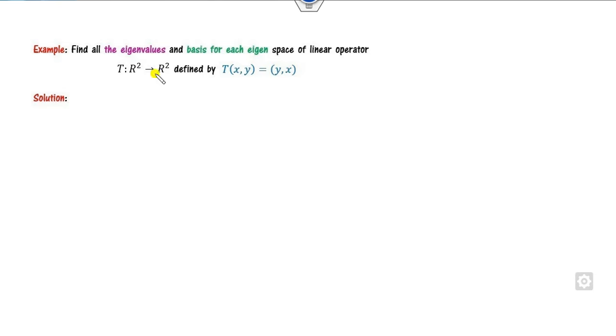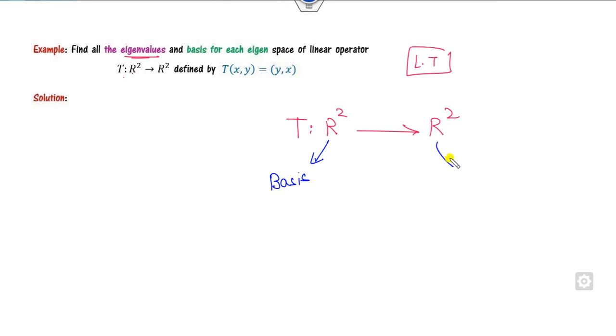Look at the next one. If there is a transformation, that is called a linear transformation. That's very simple. Whenever there is a transformation of this to something, you have to find the basis of this. What is the basis of R2? What is R2?